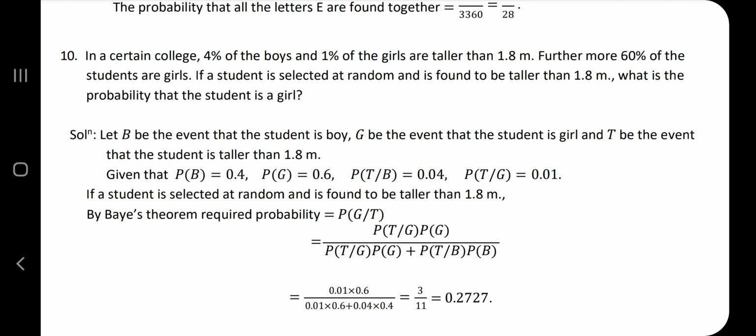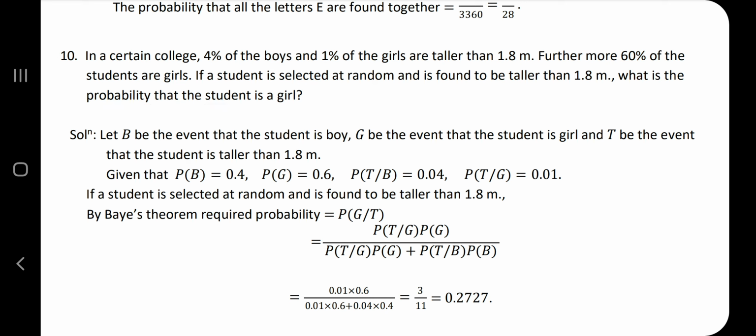See here, in a certain college, 4% of the boys and 1% of the girls are taller than 1.8 meter. Furthermore, 60% of the students are girls. If a student selected at random is found to be taller than 1.8 meter, what is the probability that the student is a girl? Now what you are supposed to do, first observe what they have asked. What is the probability that a student is a girl?